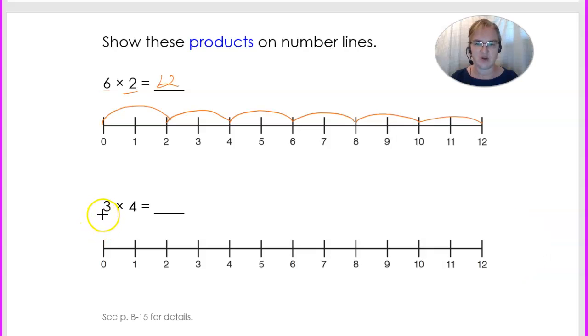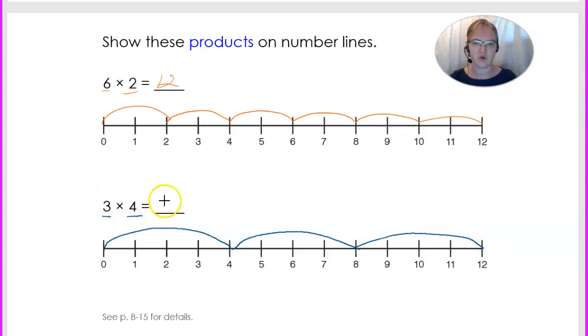On the bottom one here, we have 3 jumps of 4 spaces each. So jumping to 4, there's 1 jump, there's 2 jumps, and there's 3 jumps. So 3 times 4 is again 12. Now, could we do this a different way? Could we say 4 jumps of 3 and get the same amount? Let's try it. There's 1, 2, 3, and 4.